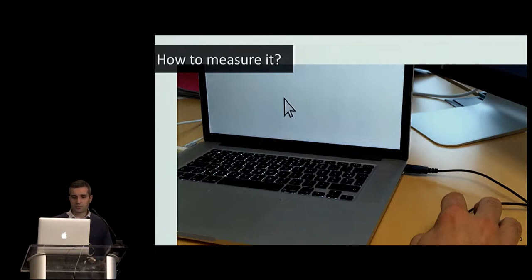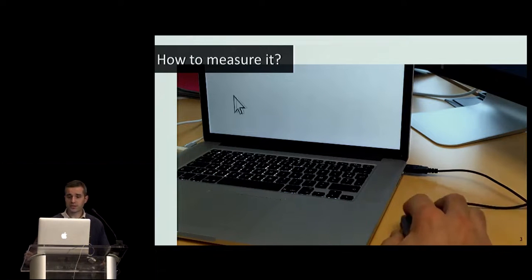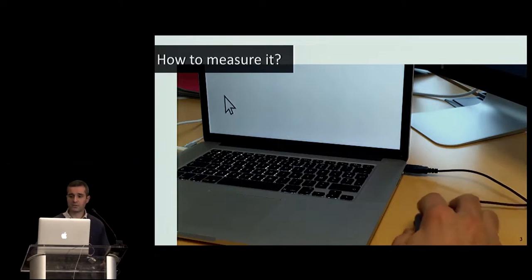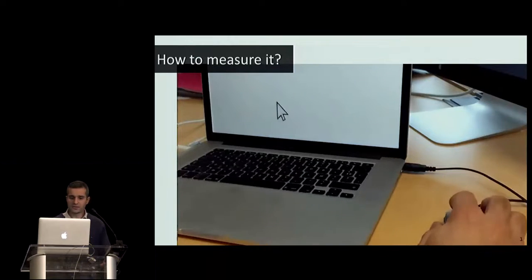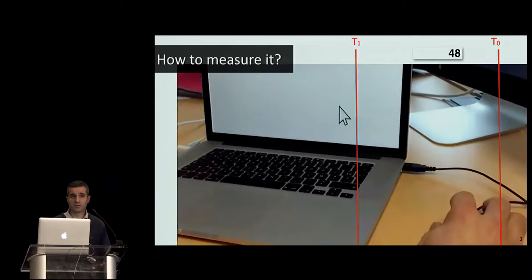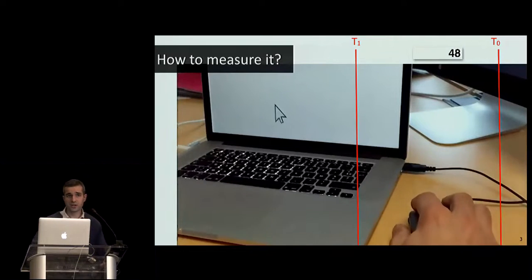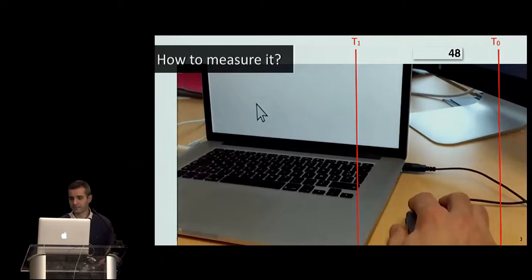So the most common procedure to measure end-to-end latency is to use an external camera to record both the input device and the associated response on screen, and then to analyze the video to match two related events in order to count the number of elapsed frames between them. So this is a tedious and error-prone process just to do one measure.